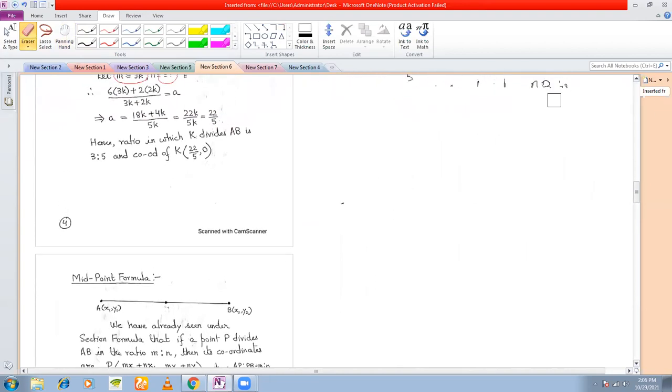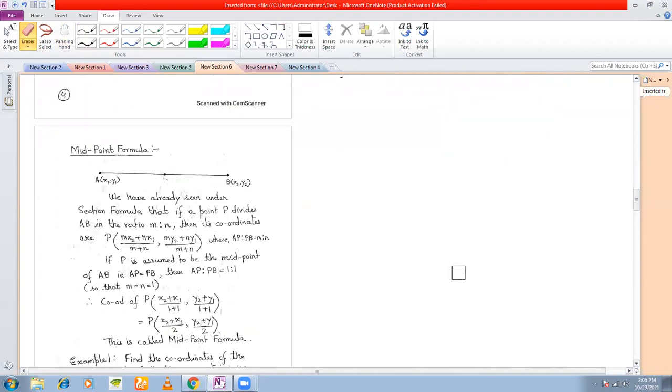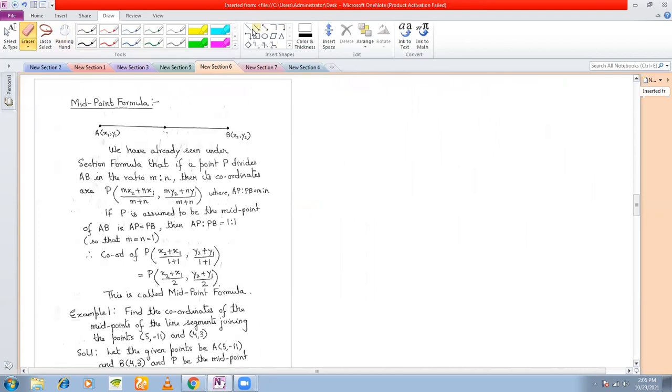And the next problem is the next concept. We move on to the midpoint formula, which is a very important formula. In fact, the midpoint formula comes from the section formula only. Okay, but you have to remember it separately. Suppose you have a line segment in which the coordinates of A are x1, y1 and the coordinates of B are x2, y2, such that P is the midpoint of AB. That means AP is equal to PB.